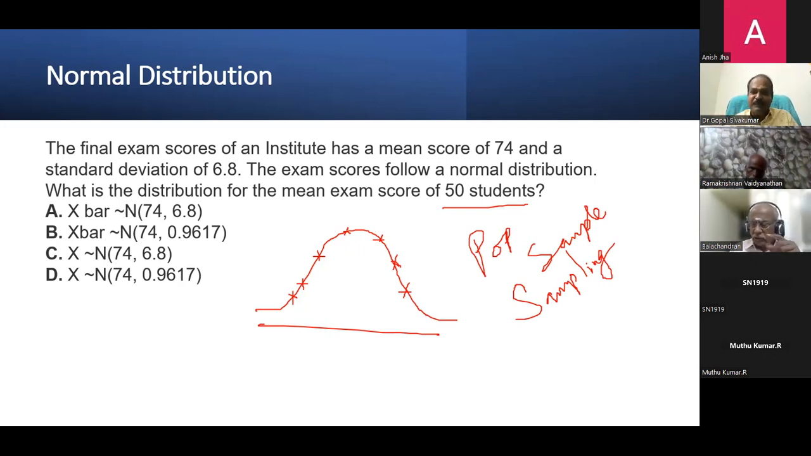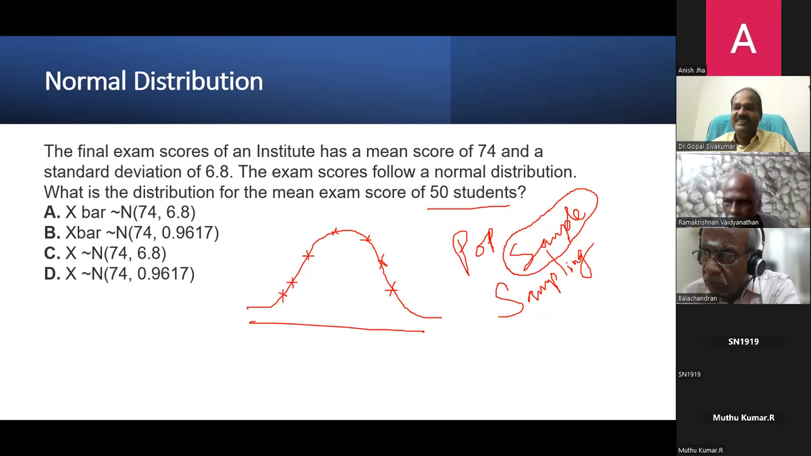What is the difference between sample and sampling? You choose 50 students and see the distribution. That is sample. Please note, distribution of all the items is population distribution. Clear? Distribution of selected items is sample distribution. And distribution of samples is the sampling distribution.